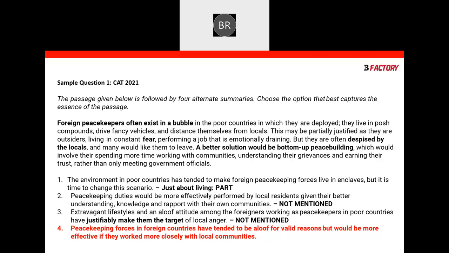Option four. Peacekeeping forces in foreign countries have tended to be aloof for valid reasons. But it would be more effective if they work closely with the local communities. Now, I compare ek bar mein 1 and 4 and I see that 4 is more whole capturing the theme than 1 because it also talks about how to change the scenario by working more closely with the local communities. That is the difference between 1 and 4. Right? So, 4 is the right answer.